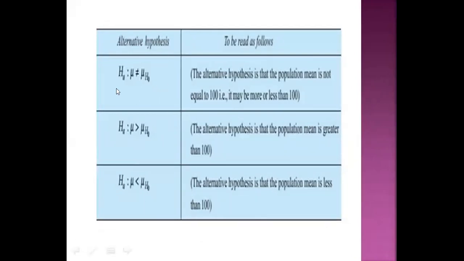In this way, the alternative hypothesis may state that the population mean is not equal to 100. It may also state that the population mean is greater than 100, or it may state that the population mean is less than 100.